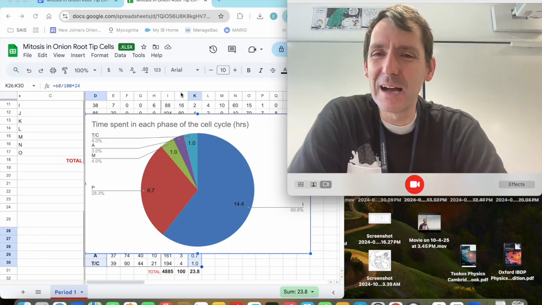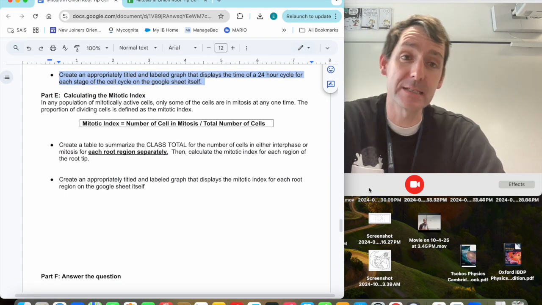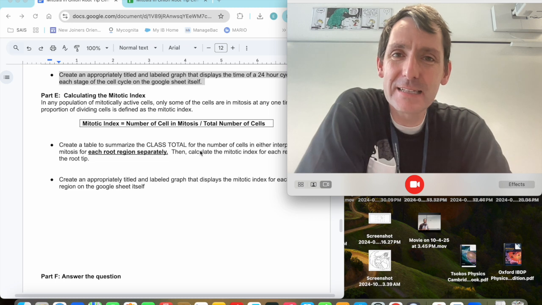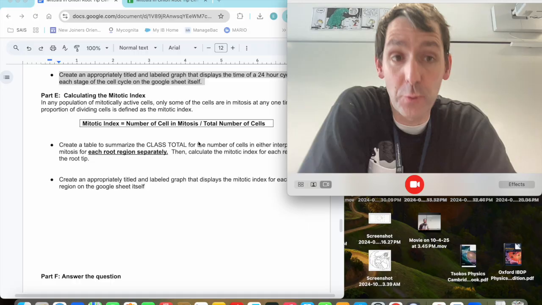All right. So we're going to move on to part E here. Okay, in part E, it wants us to calculate the mitotic index, and it's going to have us do the mitotic index for each of the regions.